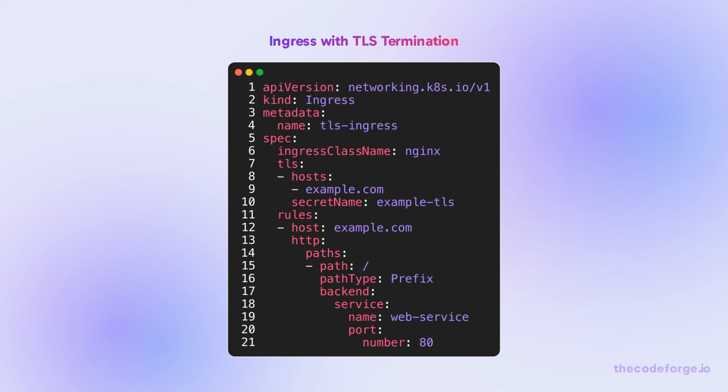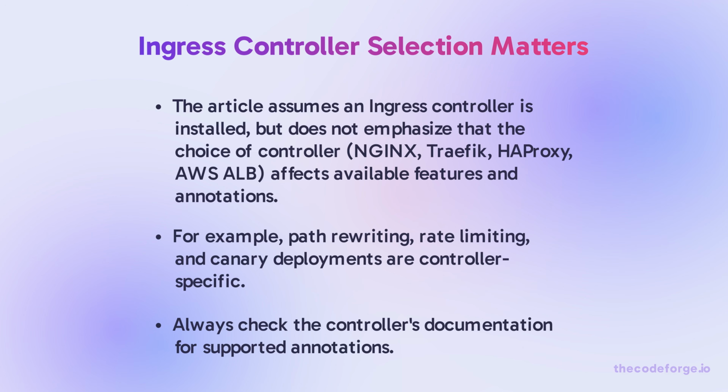The article discusses TLS termination, but does not show a concrete example. Here is a complete Ingress resource that terminates TLS using a secret, which is a common production pattern. The article assumes an Ingress controller is installed, but does not emphasize that the choice of controller, NGINX, HAProxy, AWS-ALB, affects available features and annotations. For example, path rewriting, rate limiting, and canary deployments are controller-specific. Always check the controller's documentation for supported annotations.